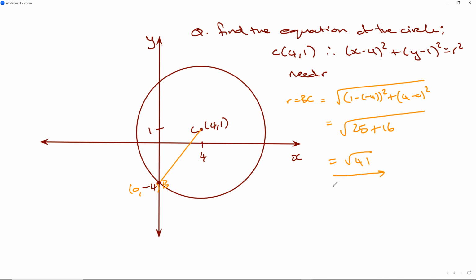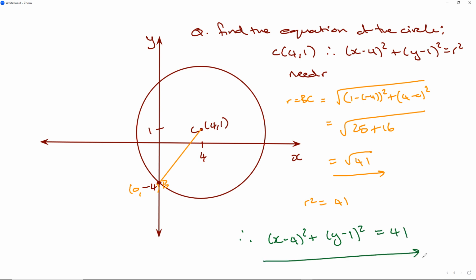And therefore, r squared will equal 41. And so now I'm done. Got my equation. My equation will be x minus 4 squared plus y minus 1 squared equals 41. Like that. And that's done.